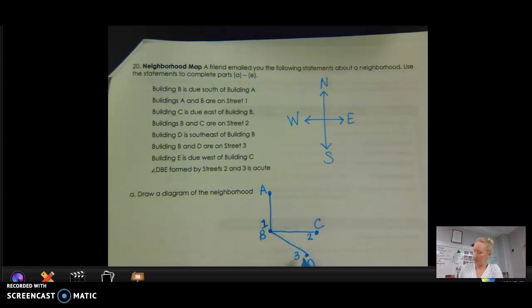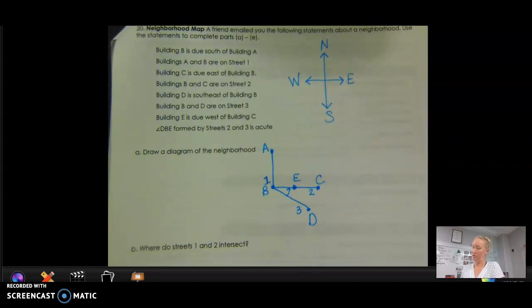But I also have to know that B to D to E, formed by streets 2 and 3, is acute. So E is actually somewhere on here in between B and C, because this has to be an acute angle. If I had put it over here, it would make that an obtuse angle. It would be E to B to D, and it would be a big angle.